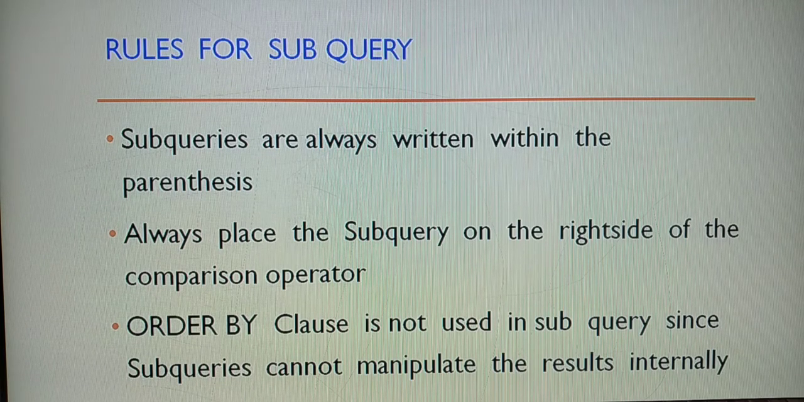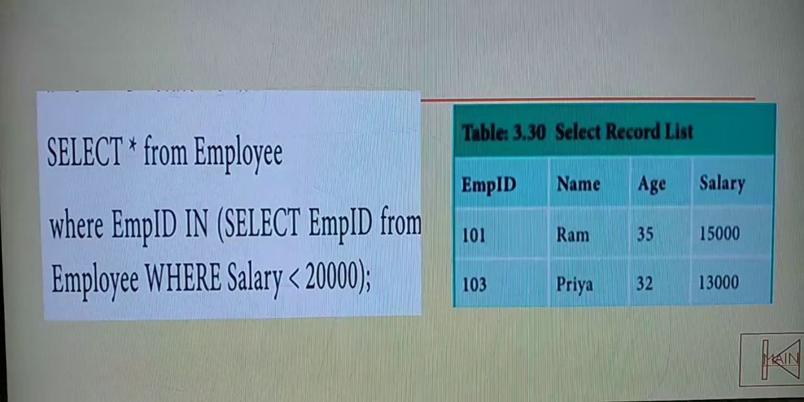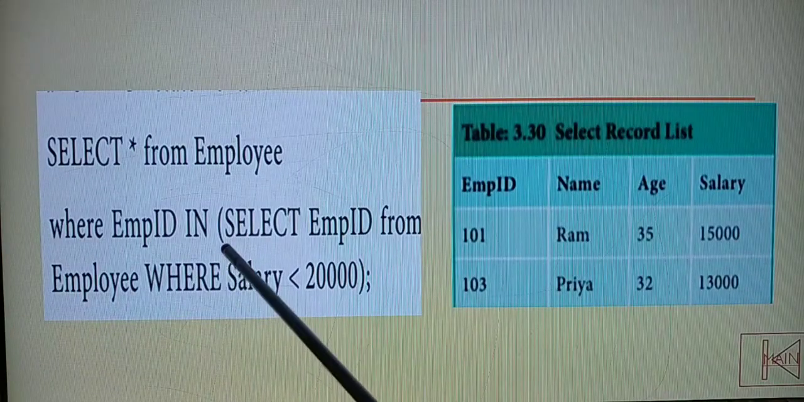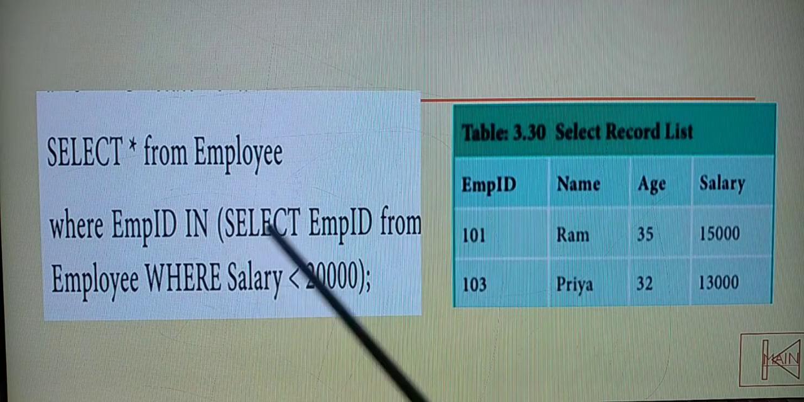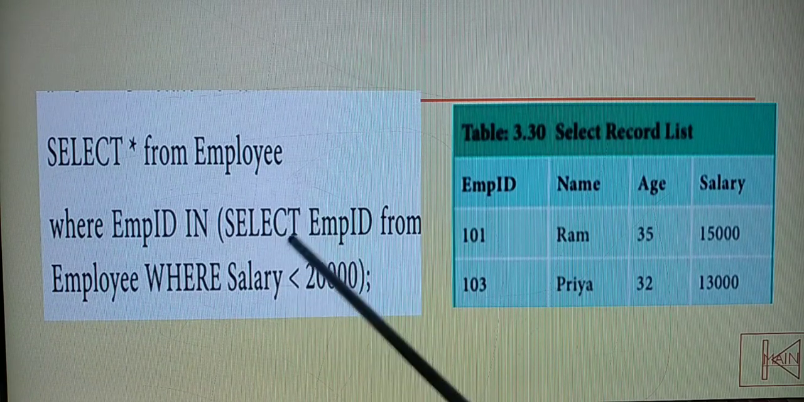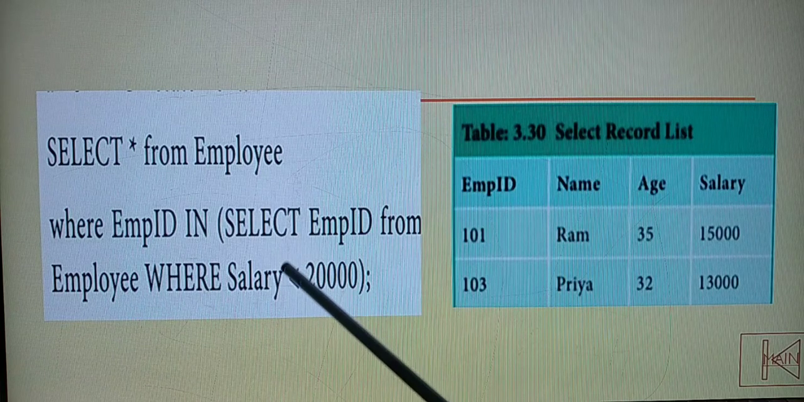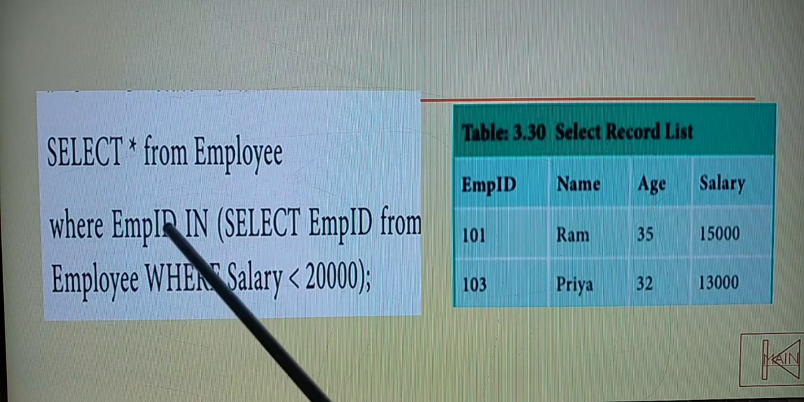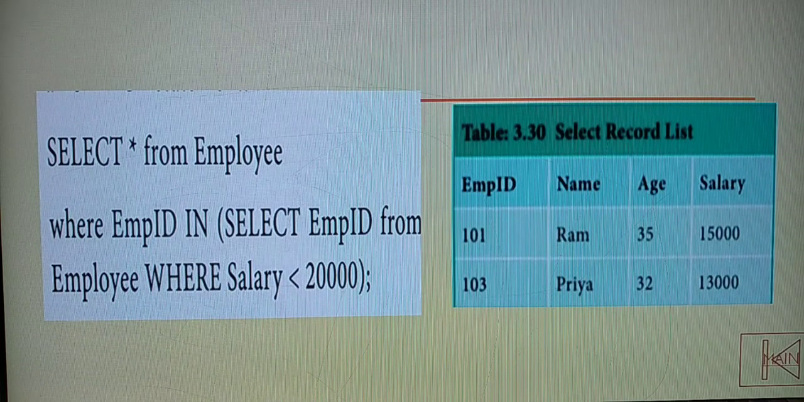Why are you unable to use the ORDER BY clause? Since subqueries cannot manipulate the results internally, they are unable to calculate the results internally. So the ORDER BY clause is not allowed in a subquery. Are you clear with the example? Here it is written inside the parentheses, so this part is your subquery. After executing the subquery, based upon this result, the main query will be executed. So, clear with this one?